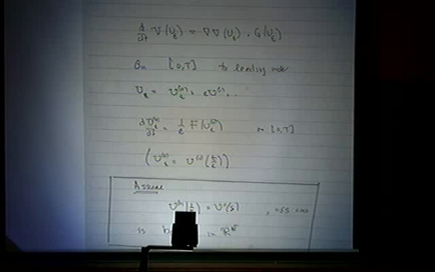Now, here's the only assumption. We assume the solutions to the fast system, either a function of t over epsilon or of s, if s is t over epsilon, are bounded. So they don't go running off to infinity. They're bounded in phase space.